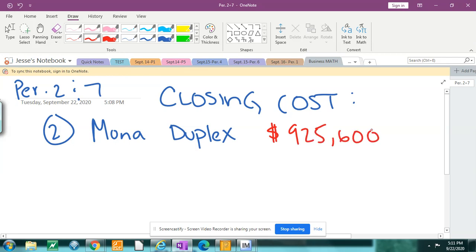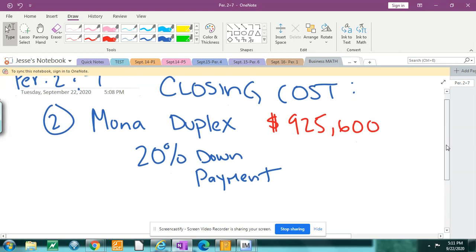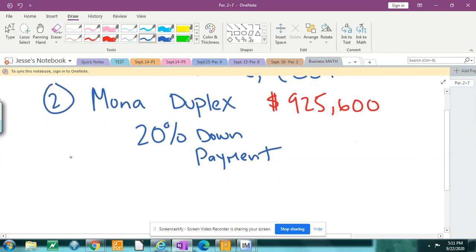The amount is $925,600. That's how much it costs, right? And they're going to put 20% down, because they got money. I mean, I don't got money. 20% as a down payment. So the question is, how much is that down payment? For A, the down payment is basically 20% of what? 925,600.